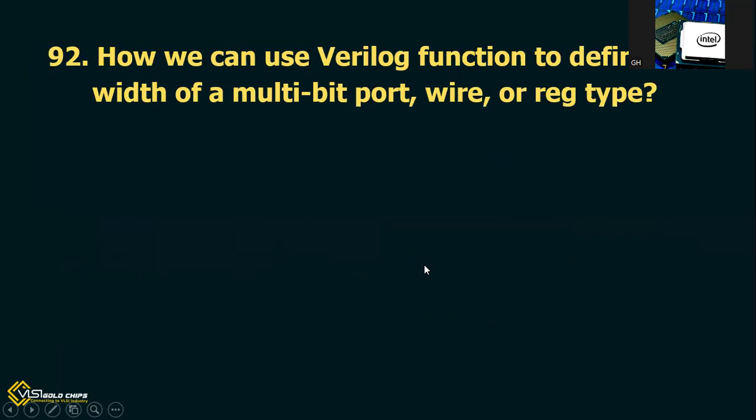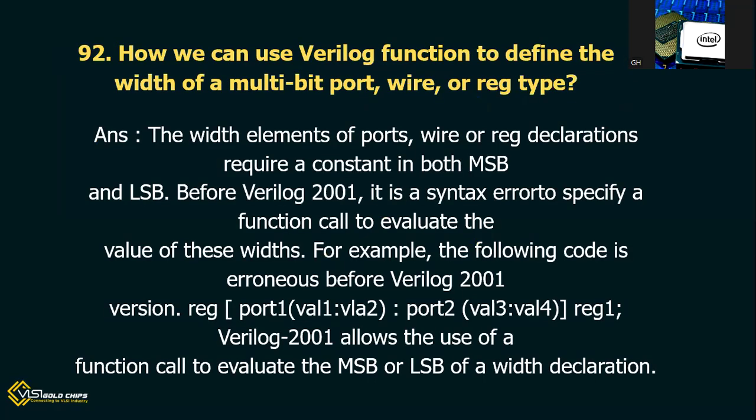Next question. How can we use Verilog function to define the width of the multi-bit port, wire or reg type? The width of ports, wire or reg declarations require a constant in both MSB and LSB. So before Verilog 2001, it is a syntax error to specify a function call to evaluate the value of these bits. For example, the following code is erroneous before Verilog 2001.